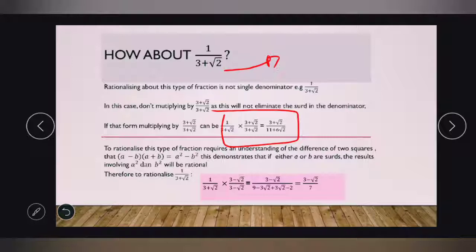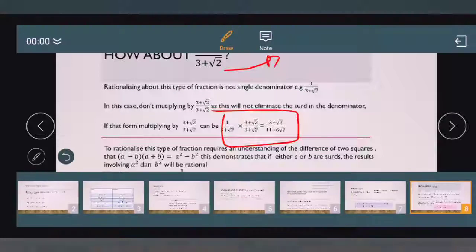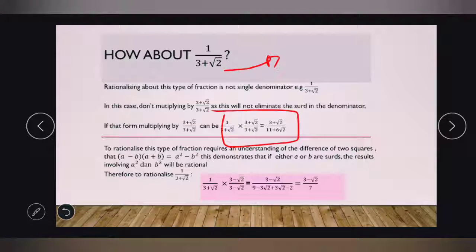1 times 3, 3 times 3 is 9, 3 times the square root of 2, the square root of 2 times the square root of 2, and then the square root of 2 times 3, and we get the last answer: 3 minus the square root of 2 over 7.